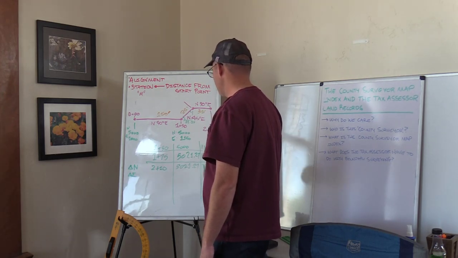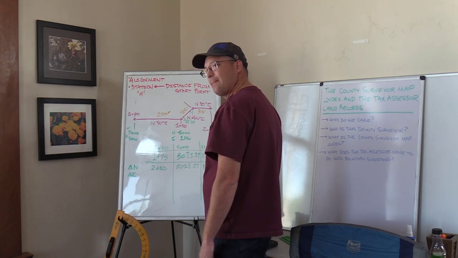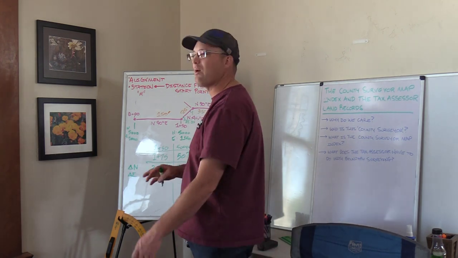1171.27 plus 35? Yeah, it's 1174.27. Oh wait, no, I did math. Yeah, 1171.27 plus 35 feet is 1206.27. Okay, all right, so here's what I want you guys to remember.